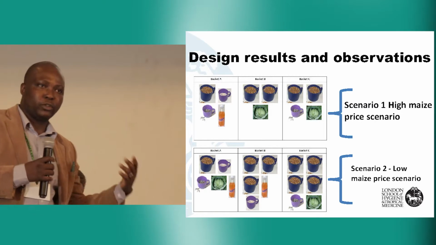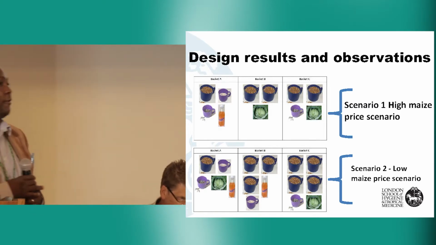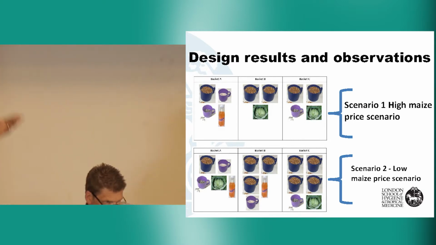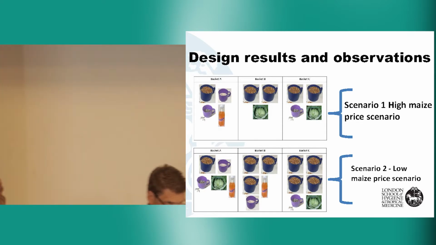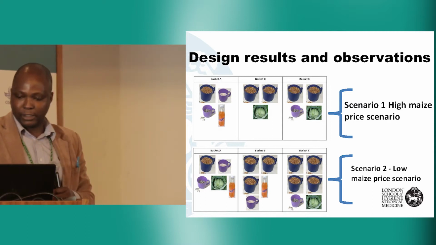Just to give you a feeling of what we did, we had these baskets of food and we would present them. This one is with maize at a higher price, and then we ask the respondent which basket they would buy. Then we go next and give a basket with a lower maize price. As you can see, the quantities of food are higher in the lower-price scenario than in the first, because the maize price is decreased.